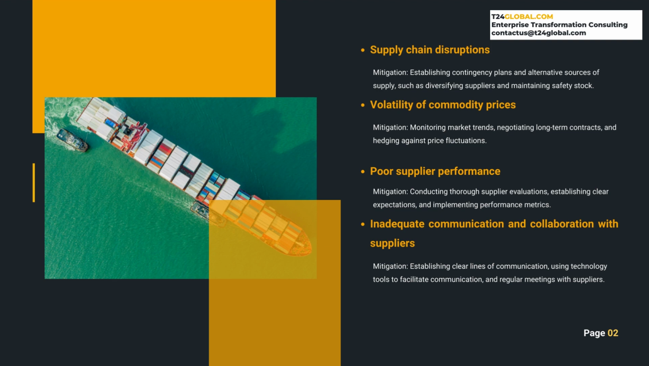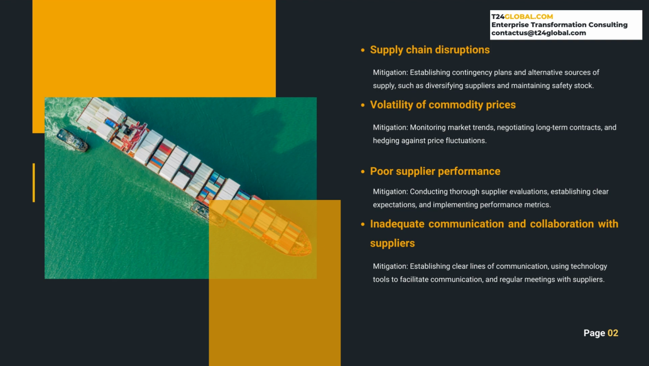The key persona involved in this process would be the procurement analyst, who would be responsible for conducting market research and analyzing pricing trends. Companies can use financial software, such as Bloomberg or Reuters, to monitor commodity prices and track market trends. 3. Poor supplier performance.